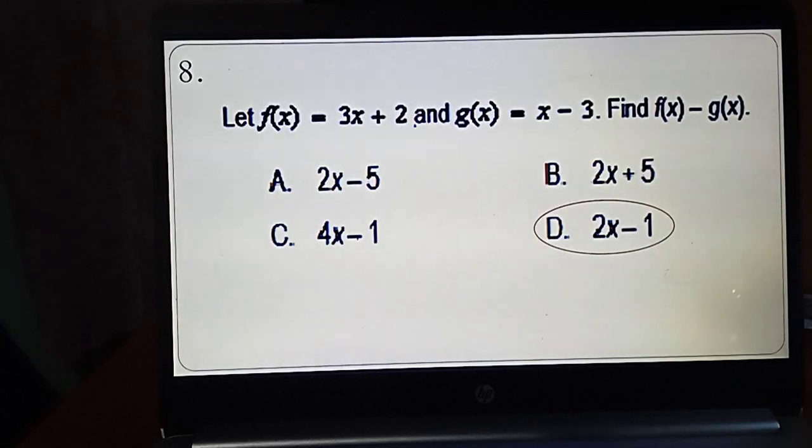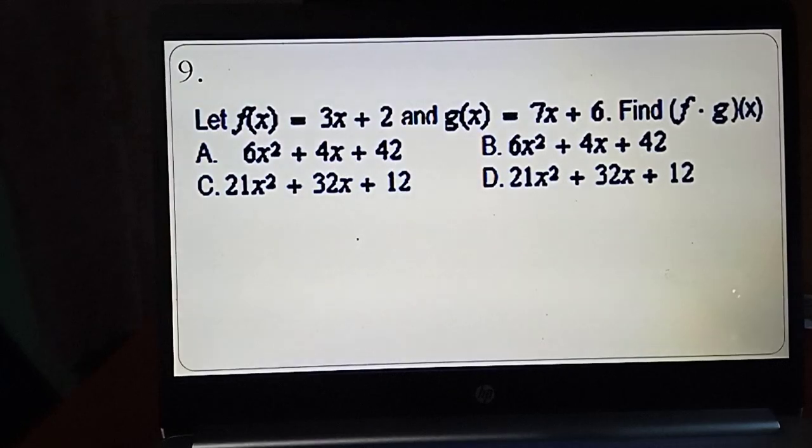As I said, we're going to have 3x plus 2 minus, open parenthesis, x minus 3. So negative times negative 3 is positive 3. So it should be 3x minus x, because negative times x is negative x. So 2x plus 2 plus 3 equals 2x plus 5. So the answer should be letter B. The choice is wrong. Okay.